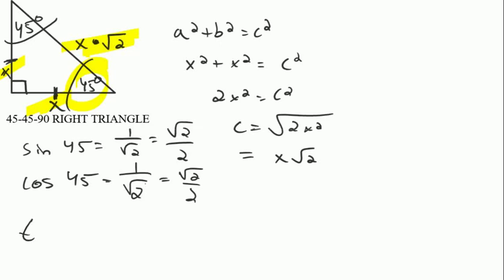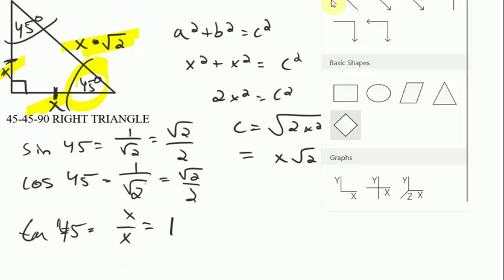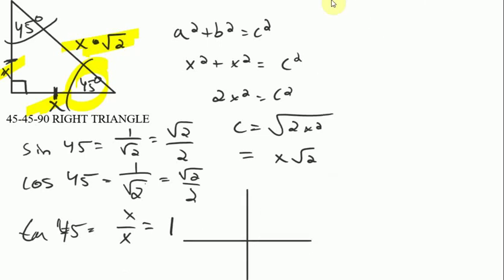Then tangent of 45 will equal, well, we've got x and x for our opposite and adjacent. Now x over x, anything over itself, is going to be equal to 1. And you can see this on the graph of tangent, actually. Right here, if we look at our tangent graph, then we can see that it goes a little bit like that. That's a horrible drawing of a tangent graph, but whatever.